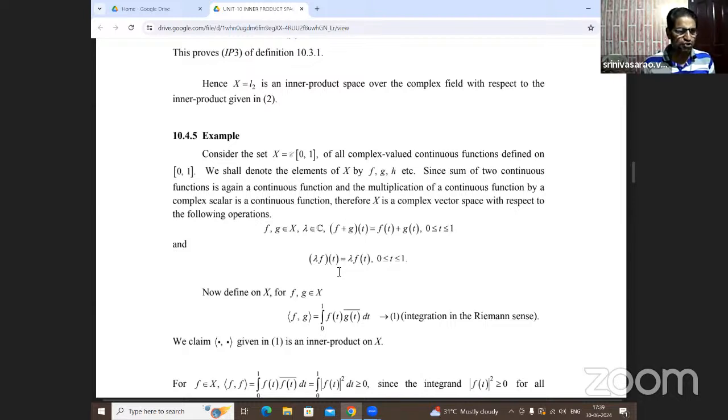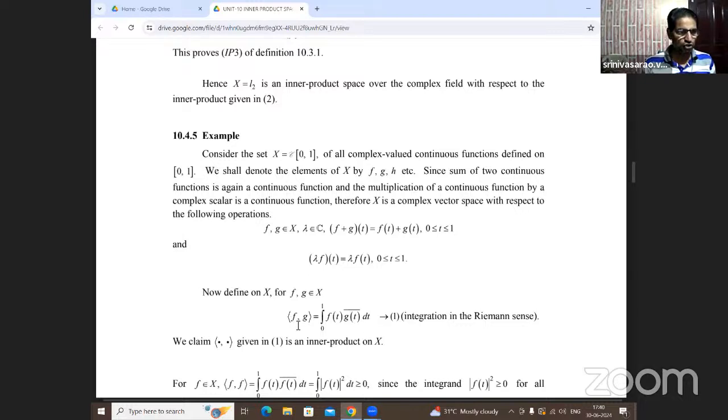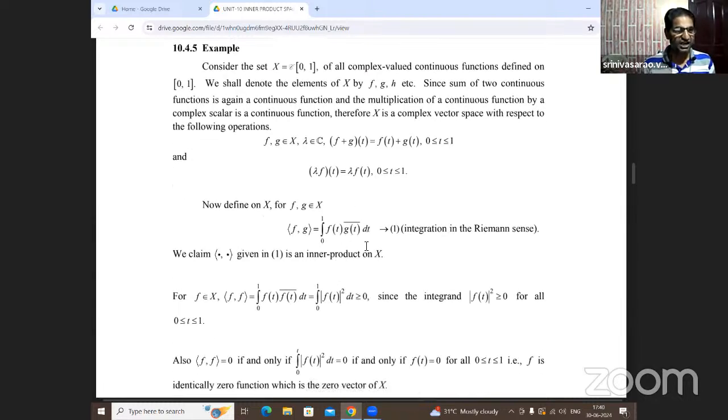According to these two conditions, the inner product of f and g is defined as the integral from 0 to 1, because this is the closed interval [0, 1], of f(t) times the conjugate of g(t) dt. So for continuous complex valued functions defined on the closed interval [0, 1], taking any two functions f and g, the integral from 0 to 1 of f(t) times g bar, the conjugate of g(t), dt. This is through integration in the Riemann sense, the Riemann integrable concept.